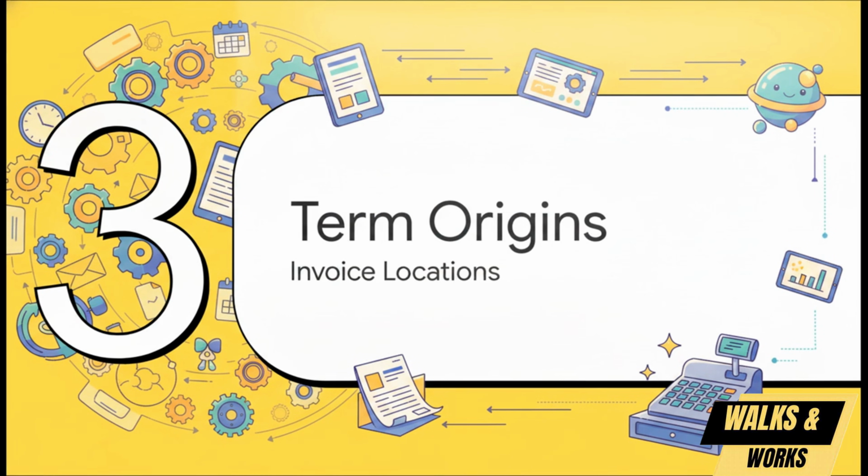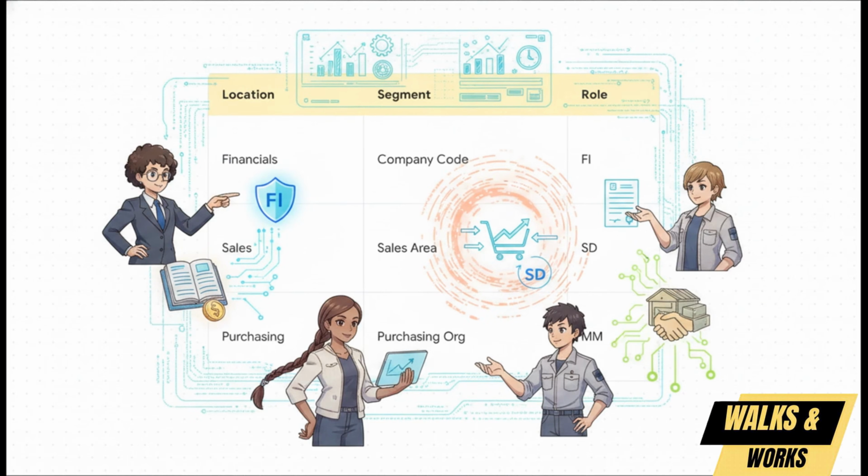Let's move on to Section 3, where do terms originate? Now that we know how the system calculates the date, we need to know where it's pulling these rules from. These terms live inside the master record of a customer or vendor, which SAP calls the business partner. And it's pretty brilliant, because the origin point of the invoice dictates exactly which segment and role the system uses to grab those default terms.